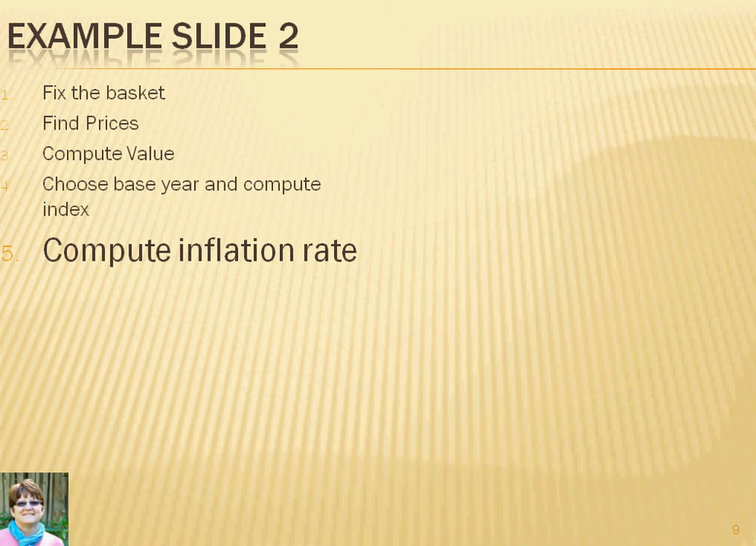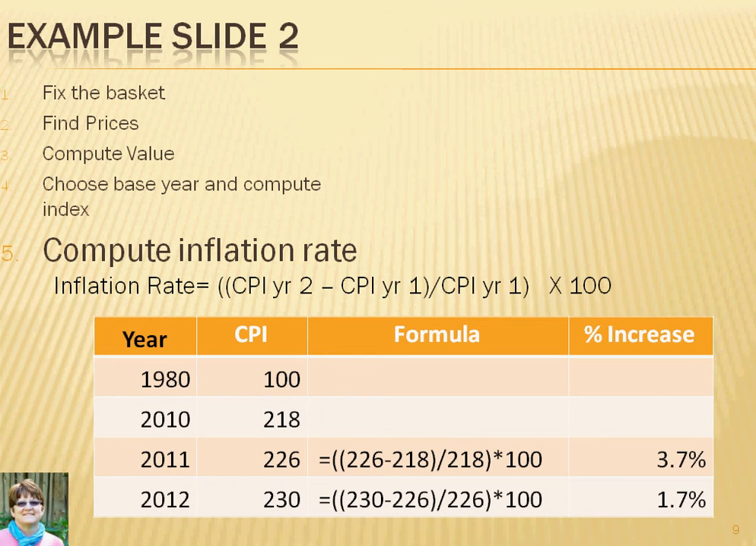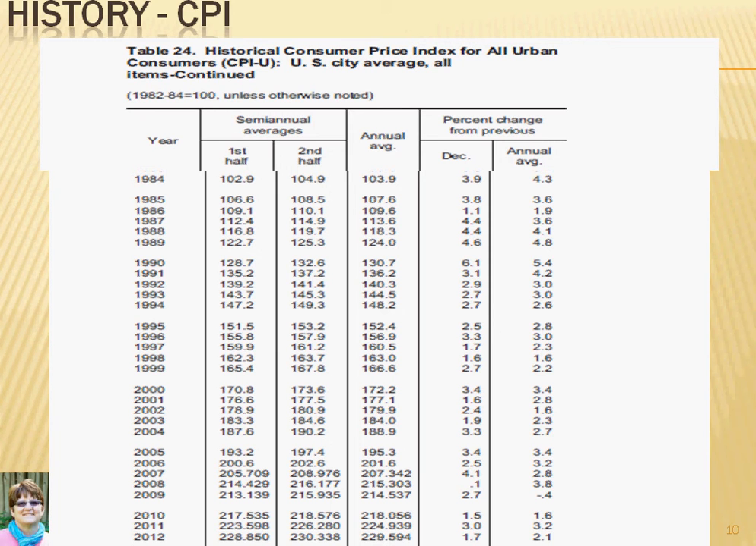Then we compute the inflation rate, or percent of change, as amount of change, or CPI year 2 minus CPI year 1, divided by the original CPI year 1, then multiplied by 100. Here you can see the inflation rate was 3.7% in 2011 and 1.7% in 2012. In this table, we can see in the far right-hand column the actual percent increase from 1984 to 2012. In 1990, the percent increase from the previous year was 5.4%, and in 2009 it was minus 4.4%, compared to 2012 at 2.1%.